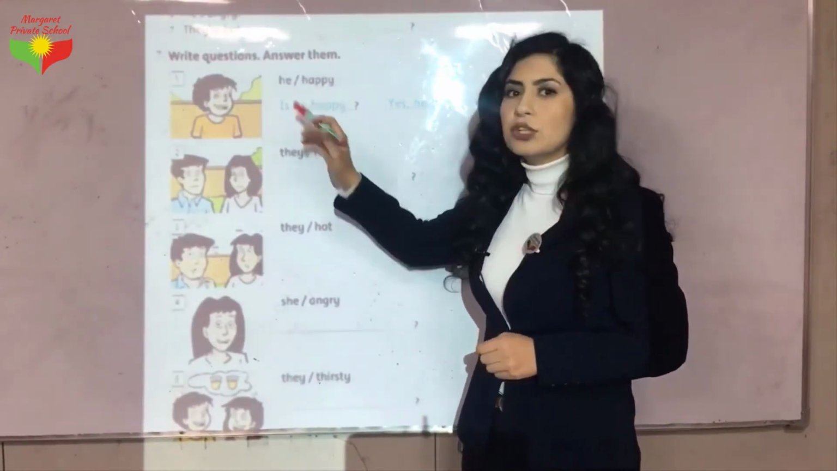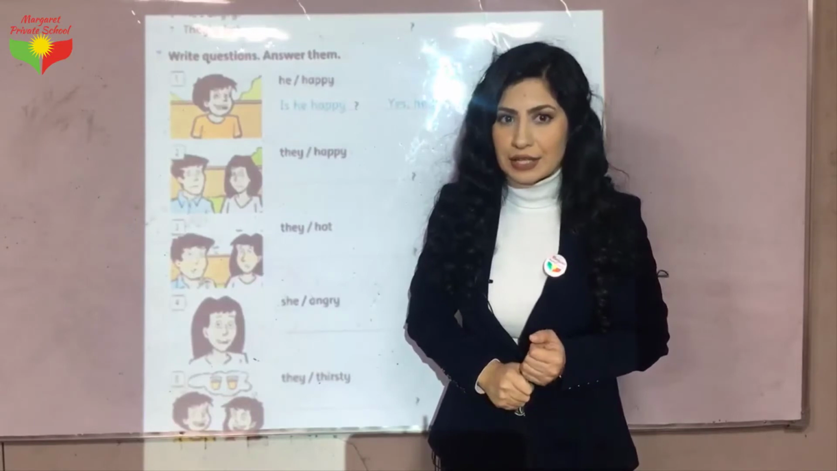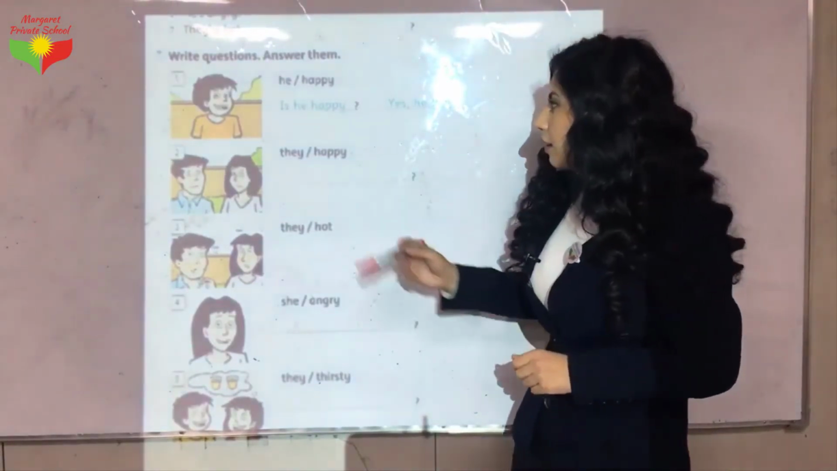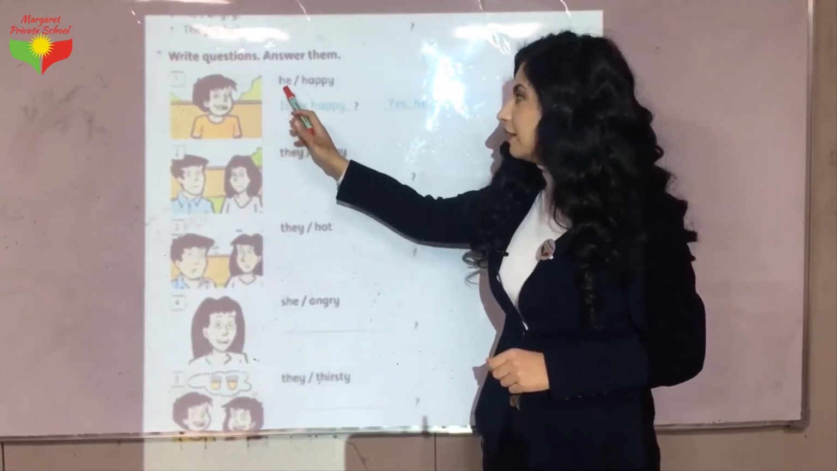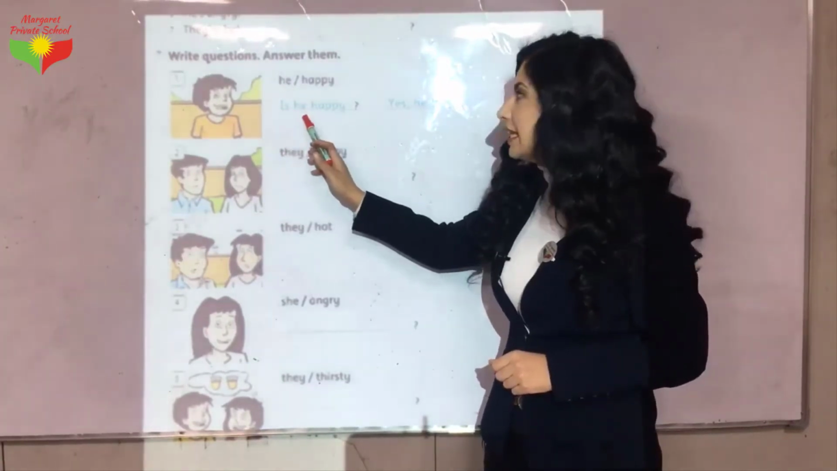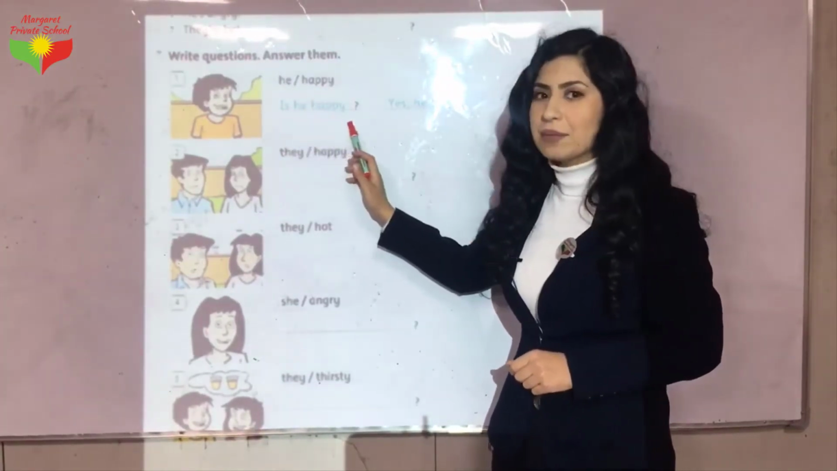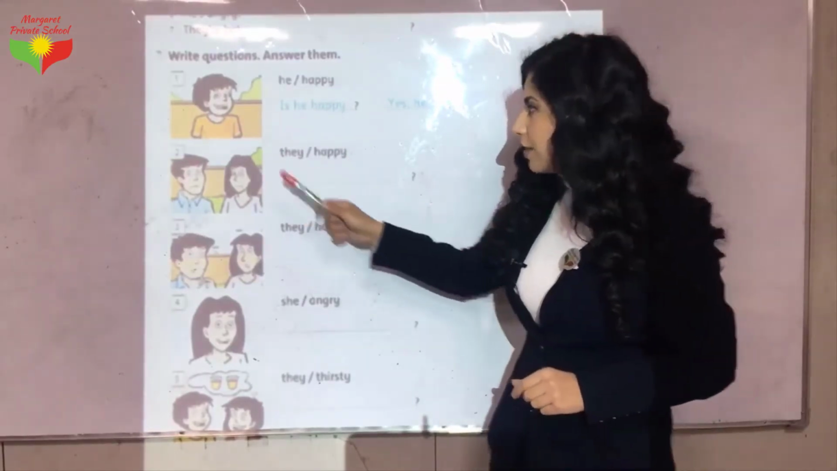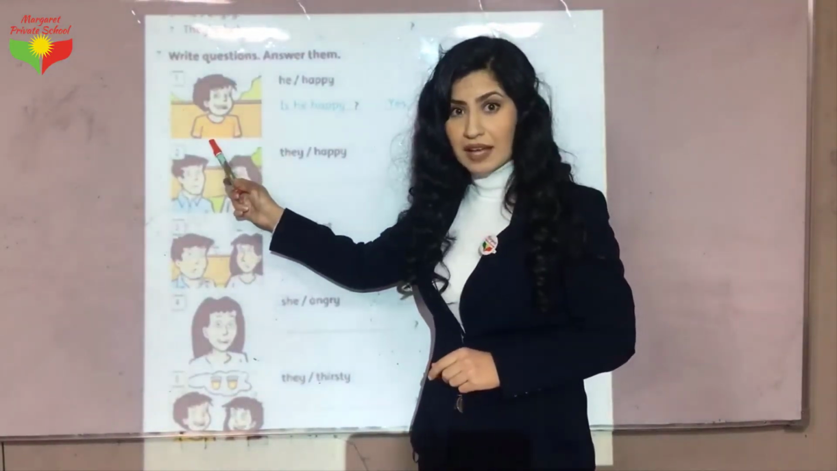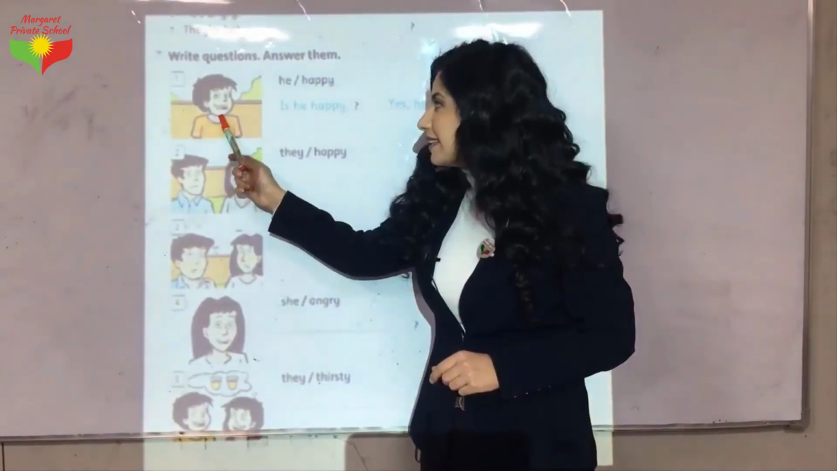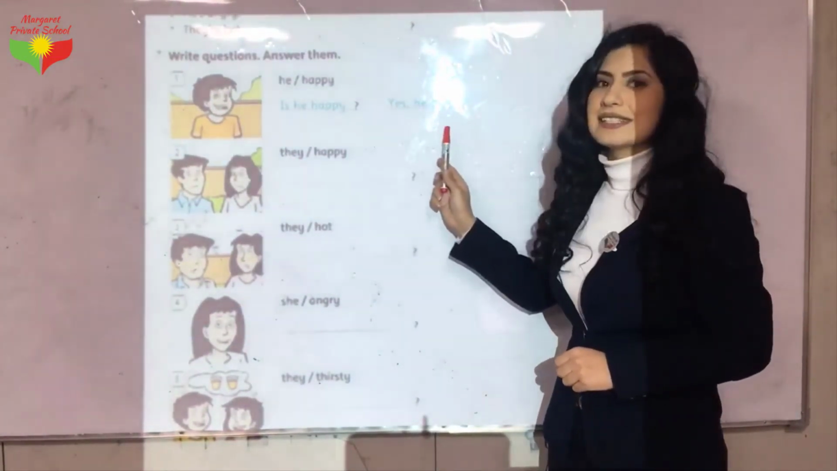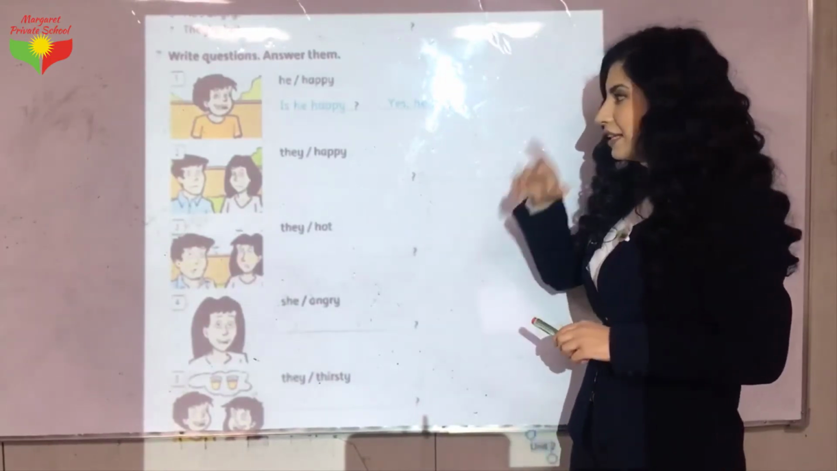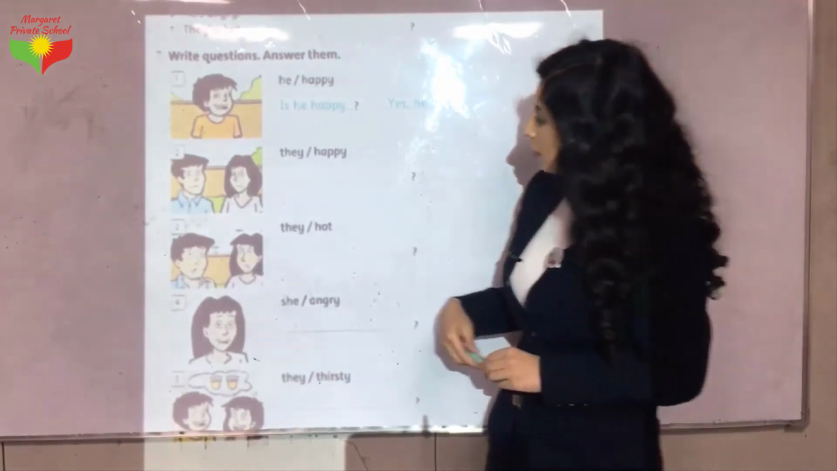Okay, we have he and happy. We have to use is with he. So first of all, we should write is, then he. Is he happy? Okay, look at the picture. Is he happy? Yes, he is. He's laughing. Okay, we should write yes, he is.